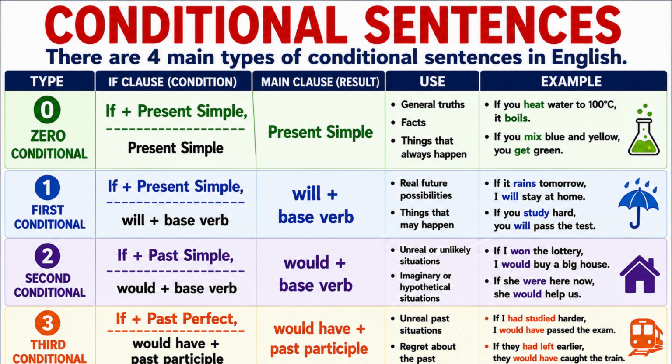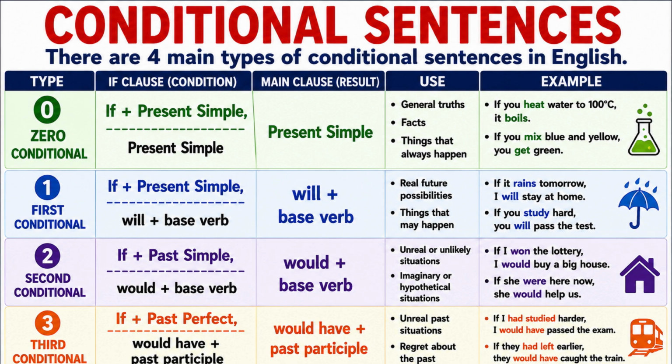By the end of this lesson, you'll be able to use English conditionals confidently in both speaking and writing. Let's get started. Conditional sentences. Conditional sentences describe a condition and its result. They usually have two parts: if clause (condition) and main clause (result). The order of the clauses can change without changing the meaning. Example: If you study hard, you will pass the exam. You will pass the exam if you study hard.